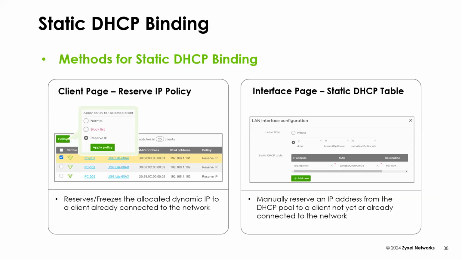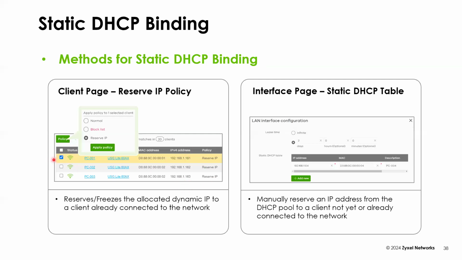Static DHCP. This is an area where we get a lot of questions, and it doesn't make it any easier that there's two different types of static DHCP in the Nebula interface. And there's two different ways of getting to them. So you can go to the client page, which is going to show you all of the client devices on your network. And it will show you whether they're wireless or wired and what their current IP address is.